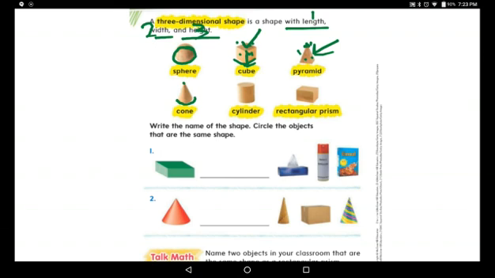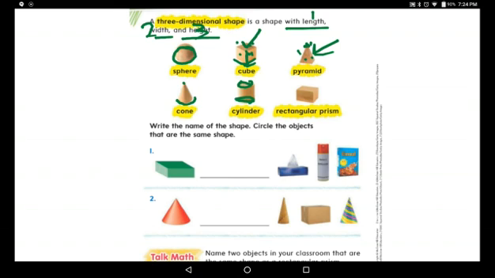Let's go to the fifth shape, which is cylinder. The cylinder has 2 faces, which are circles. It's one down, one up. Circle down, circle up. Okay? 2 circles, 2 faces. And it has one curved surface. It looks like a tube. Okay?